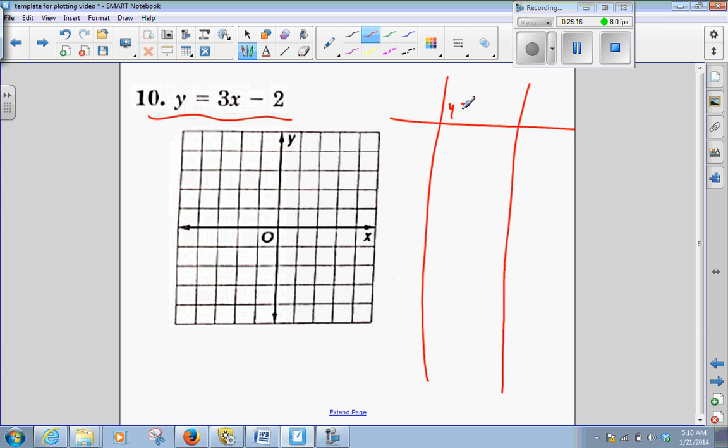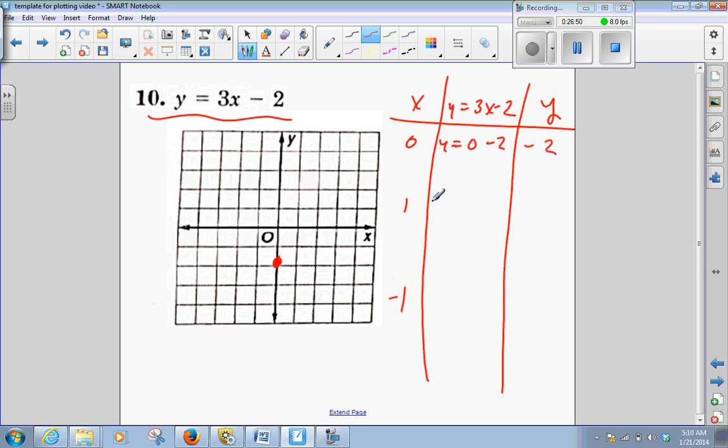So y equals 3x minus 2. Again, I'm going to pick 0, 1, and negative 1 for my x values. So instead of 3 times x, we're going to do 3 times 0, which is 0 minus 2. So 0 minus 2 is negative 2. That means when x is 0, y is a negative 2. So that means that 0, negative 2 is 1 point on that graph.